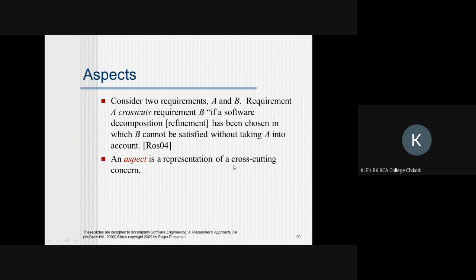Aspect is a representation of cross-cutting concerns. Here, consider two requirements, like A and B. Requirement A cross-cuts requirement B if a software decomposition has been chosen in which B cannot be satisfied without taking A into consideration. Okay, that is the aspect of software development.